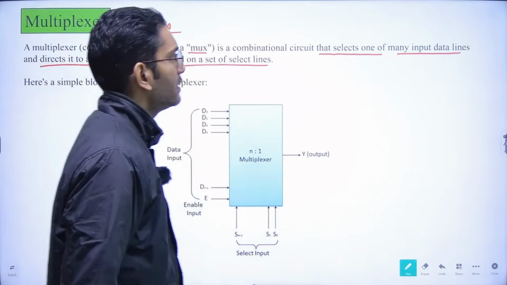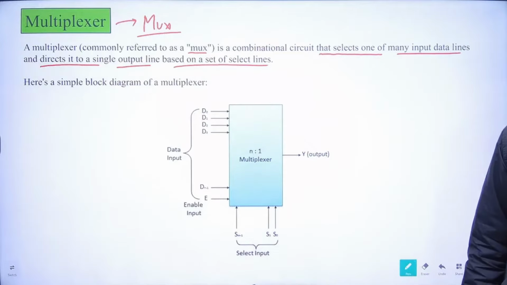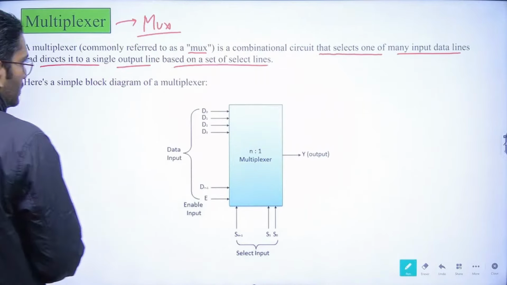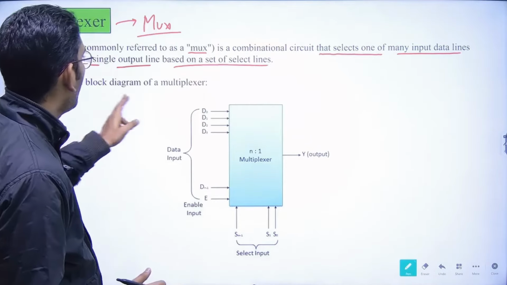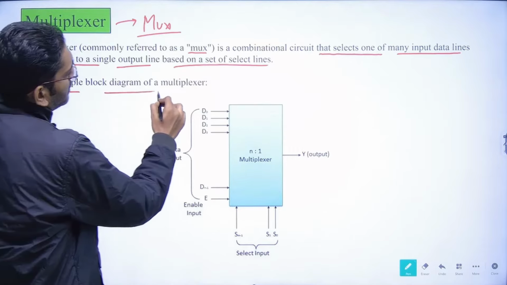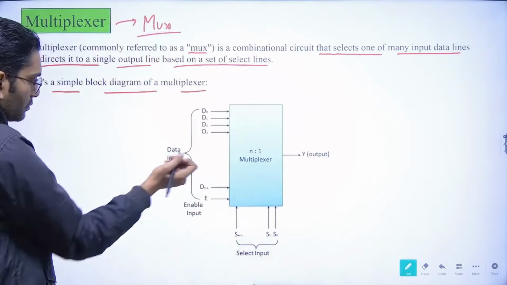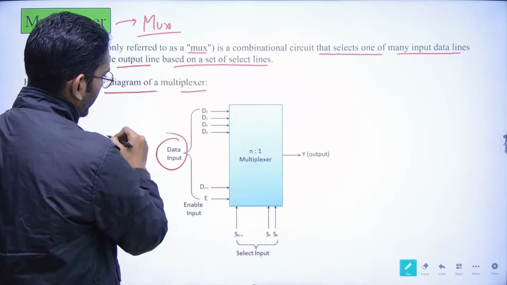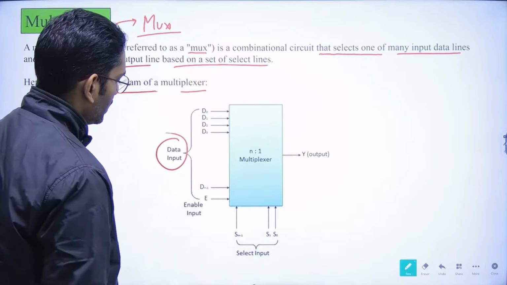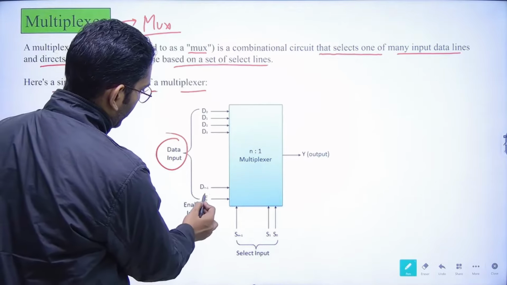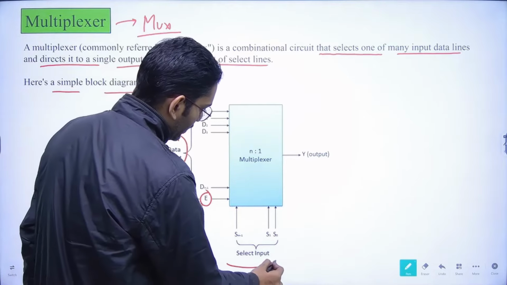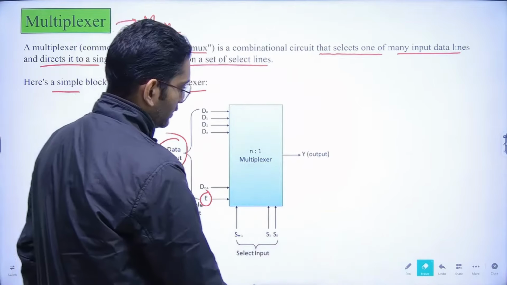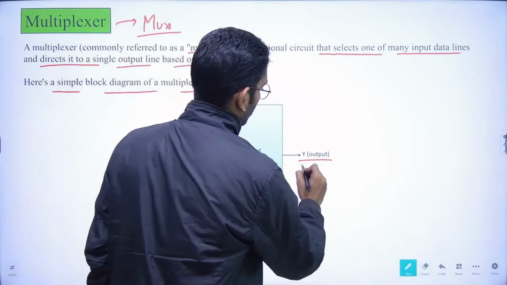A multiplexer, commonly referred to as a MUX, is a combinational circuit that selects one of many input data lines and directs it to a single output line based on a set of select lines. Here is a simple block diagram of a multiplexer. These are the data inputs, and one enable input is also present over here. These are the select inputs, or the select lines. And this is our output.